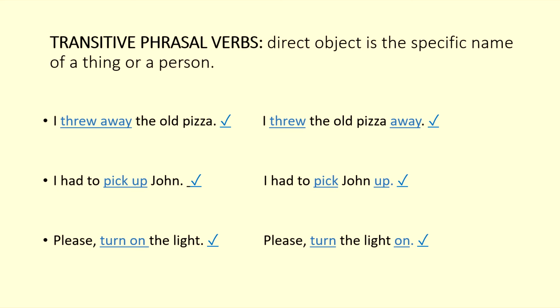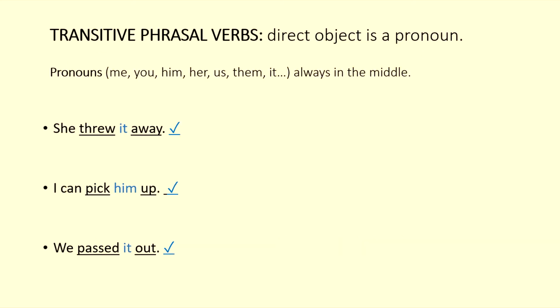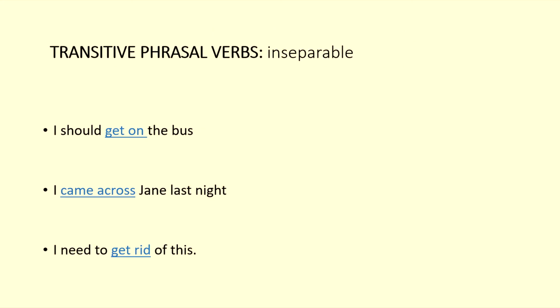When the direct object is the specific name of a thing or a person, it can be located after the phrasal verb or in the middle. So it's possible to choose, in these cases, to separate it or not. The separation is always obligatory when the direct object is a pronoun. So the sentence needs the particle and verb separated and the pronoun in the middle. Some transitive verbs are inseparable. In these cases, the direct object must be after the phrasal verb.